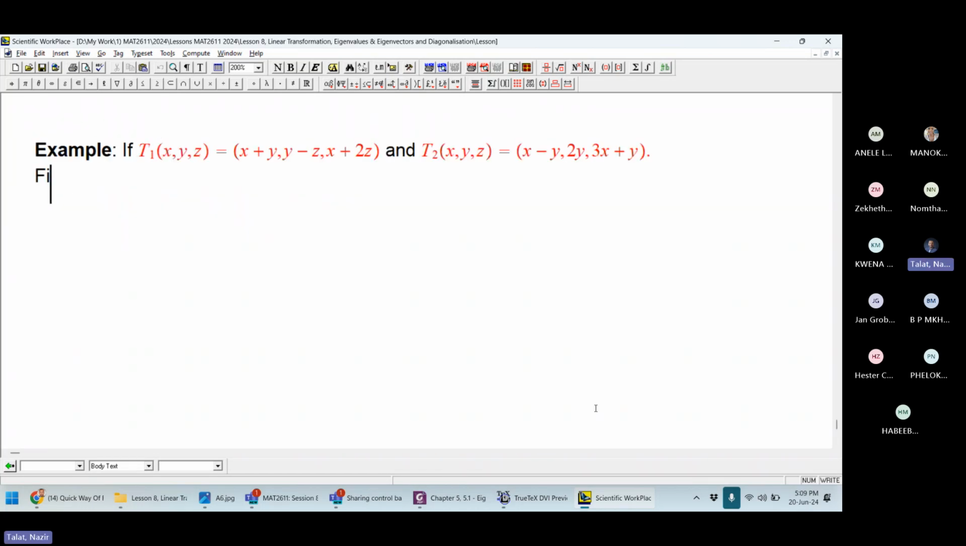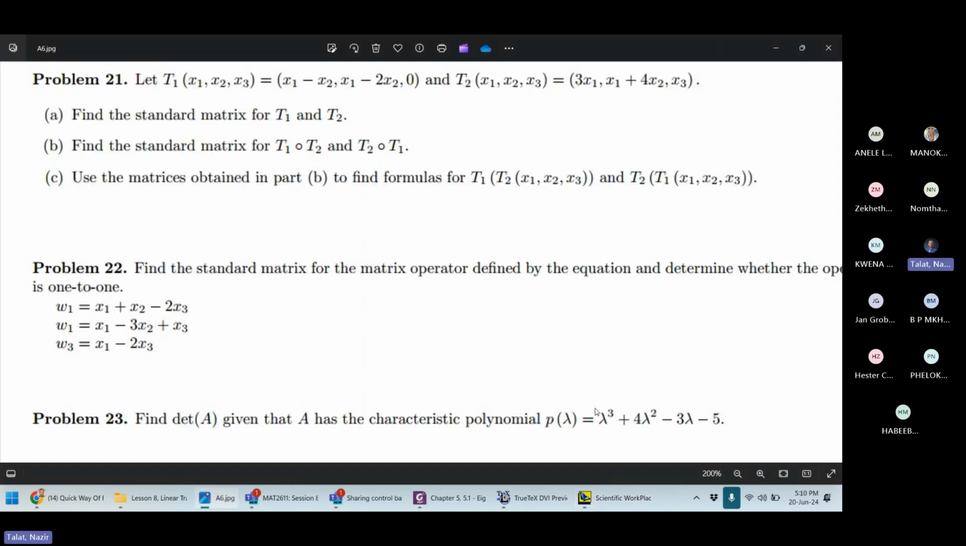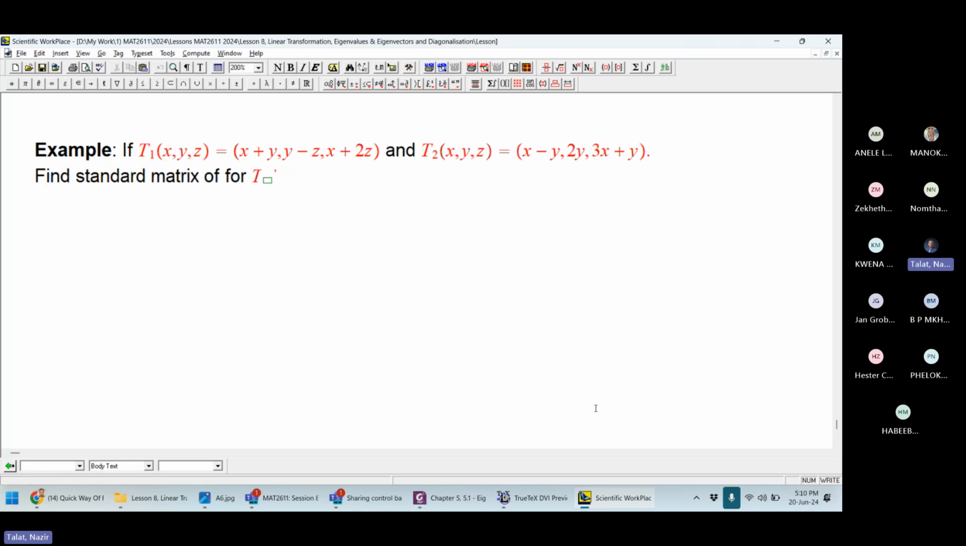First thing is find the standard matrix for T1 and T2. So look, there are many ways to find the standard matrix.